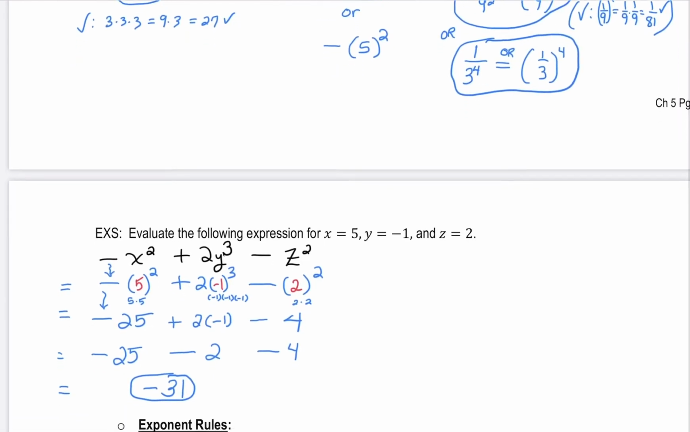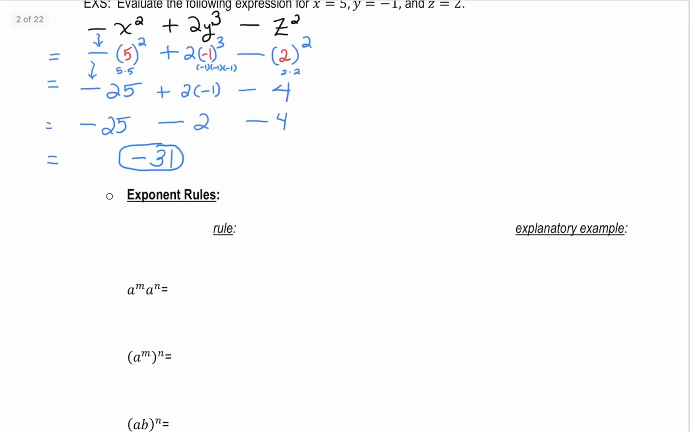All right, so there's our warm-ups. When we come back next time, we're going to look at some exponent rules.